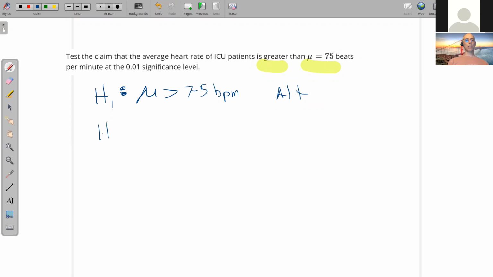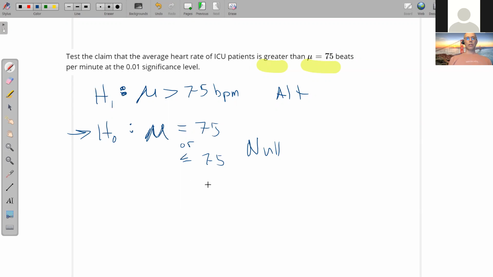And the null hypothesis could be one of two things. The null hypothesis could just be, hey, mu is equal to 75, or we could go for the opposite of this, which would be less than or equal to 75. That would be another option here for the null. I would usually go with the simpler one.